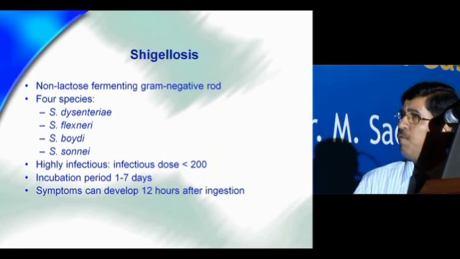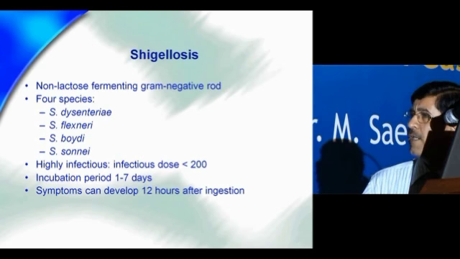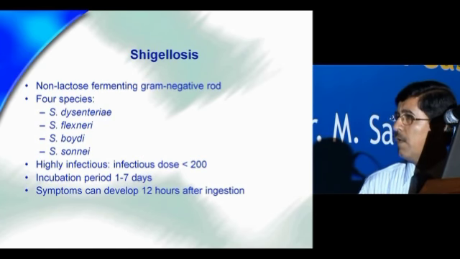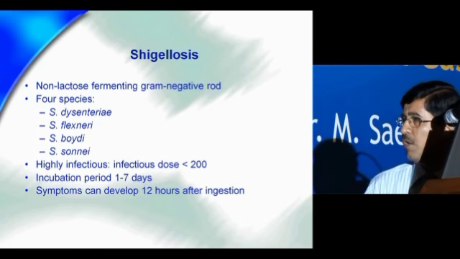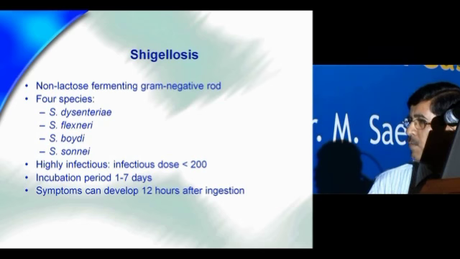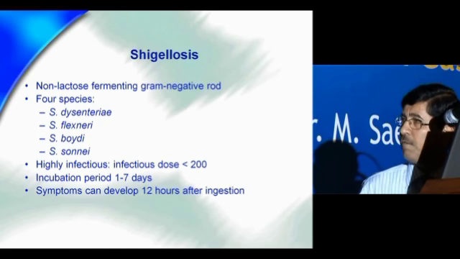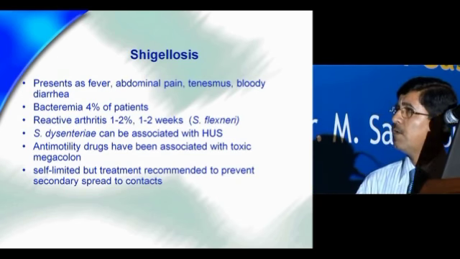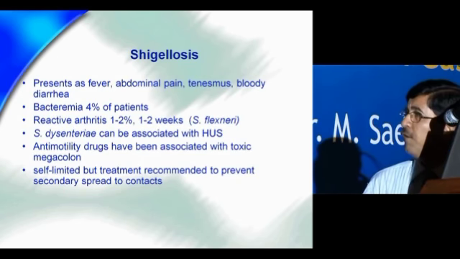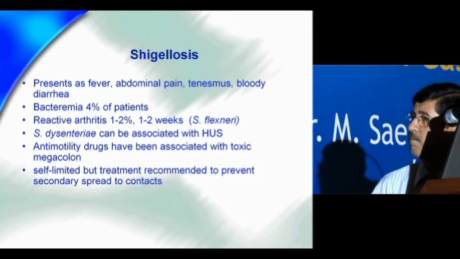They are highly infectious. The infectious dose, again as I mentioned, is very low. The incubation period may vary, and symptoms can develop within 12 hours of the infection. It presents as fever, abdominal pain, difficult and painful defecation, and blood-stained diarrhea. There may be bacteremia in a few patients. Sometimes patients present with reactive arthritis of 1 to 2 weeks duration.